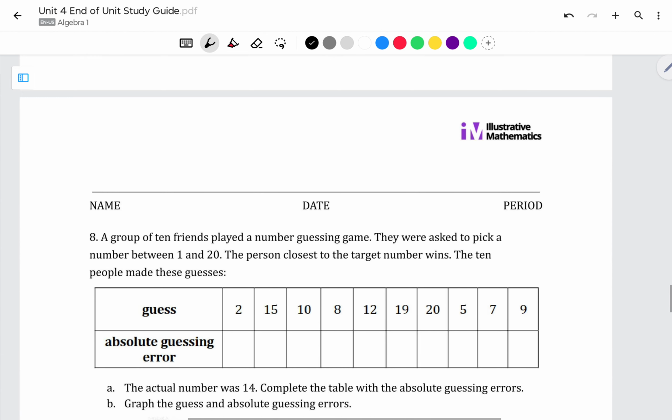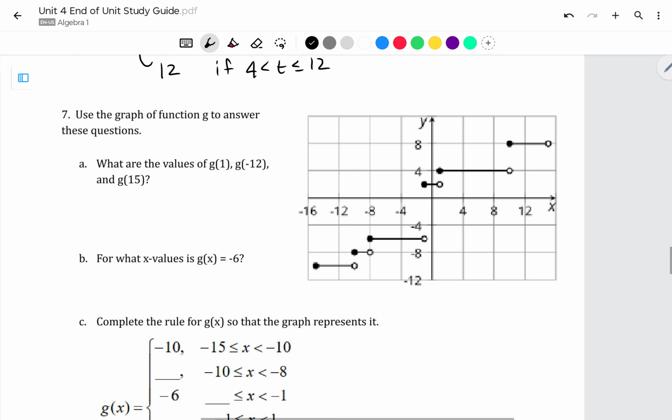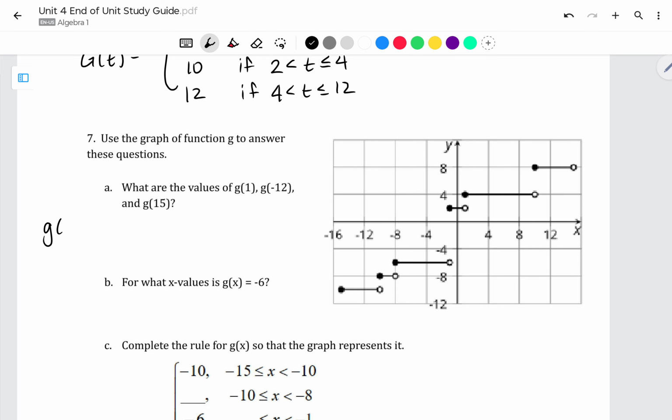Lots of questions. Number 7, use the graph of function G to answer these questions. What are the values of G of 1, G of negative 12, and G of 15? G of 1 on the x-axis is about here. I'm assuming this line is 1. But this is the open circle, so we're not counting that. It's got to be at the closed circle. So the output at 1 is 4. So G of 1 is equal to 4.